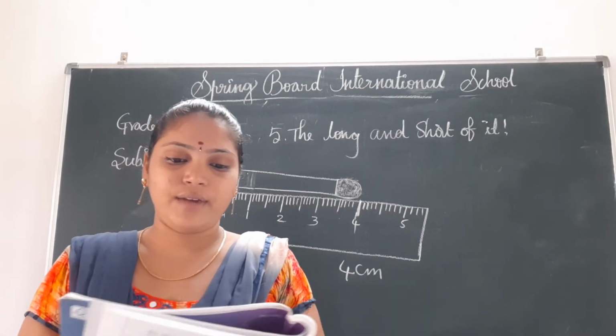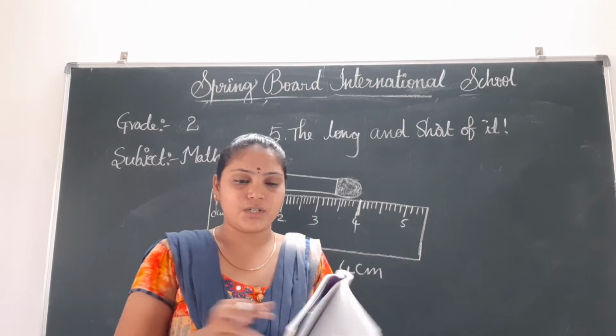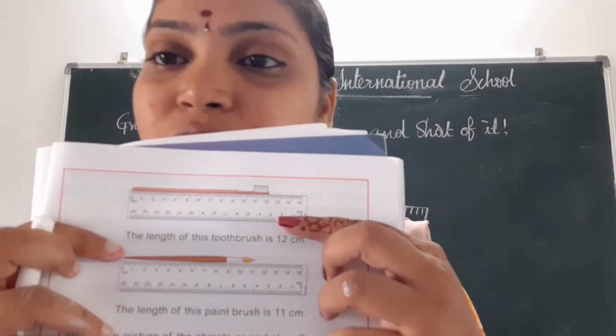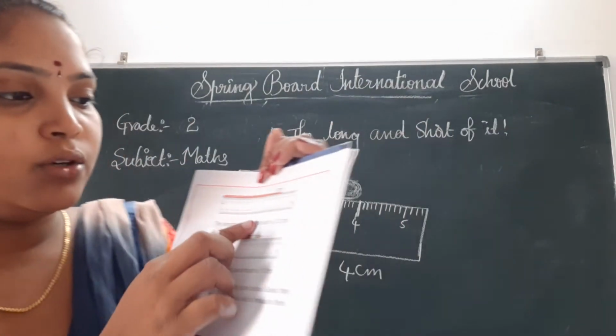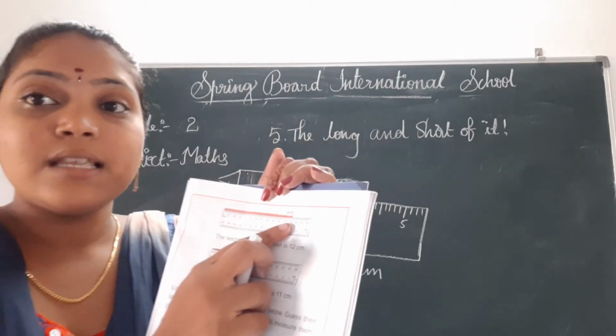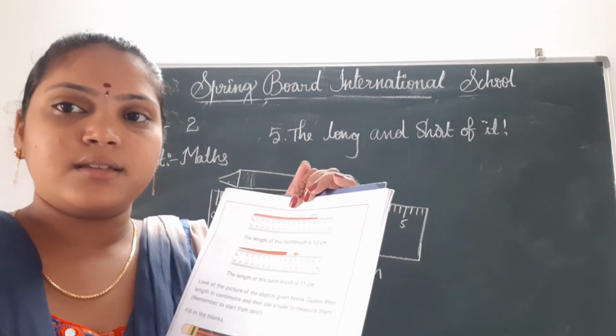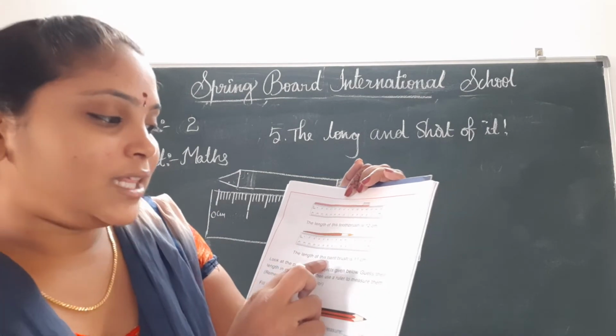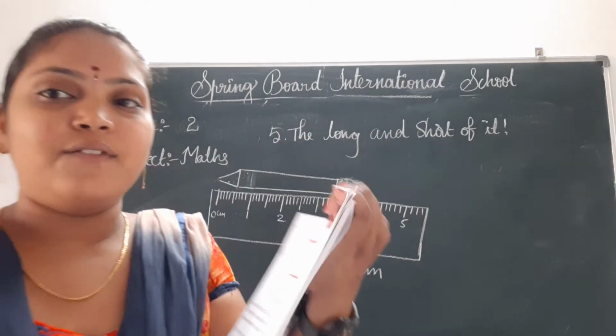Next, here is given the length of the toothbrush. So the toothbrush touches 12, which means it's 12 centimeters. And the length of this paintbrush is 11 centimeters.